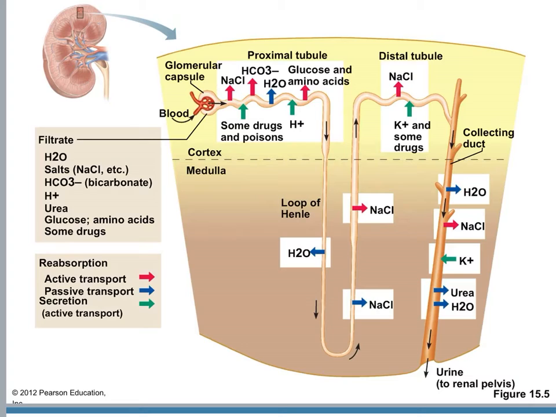Then you get to the loop of Henle. You get water and salts being pulled out. And then once you get to the distal tubule, you probably don't have a lot of water being pulled out, but you'll have some salt and having potassium ions put in.